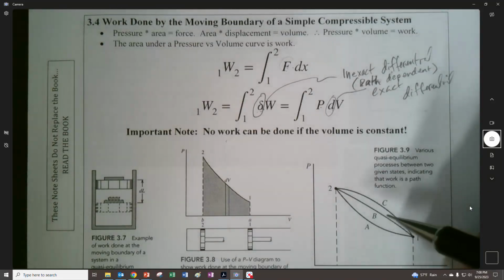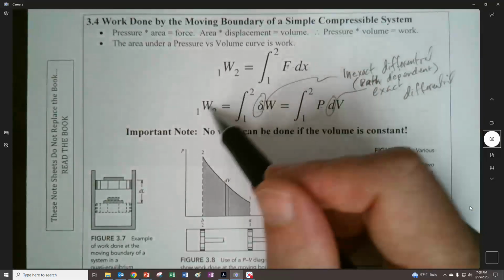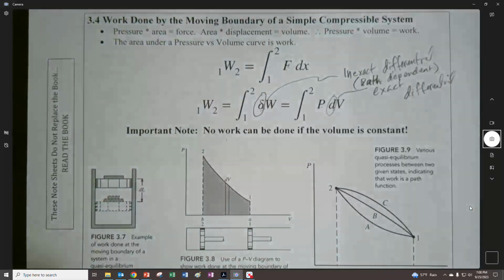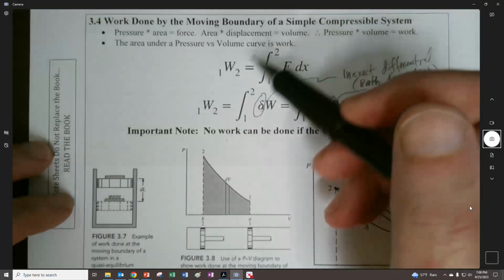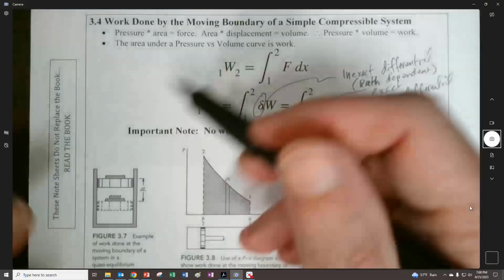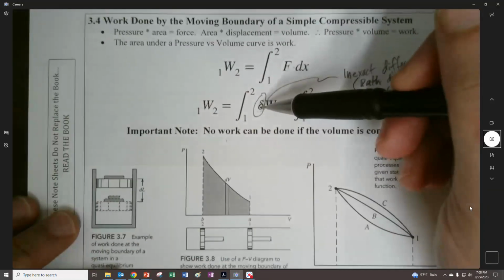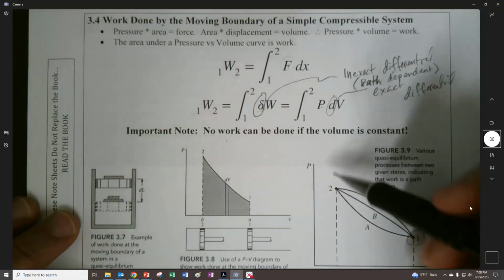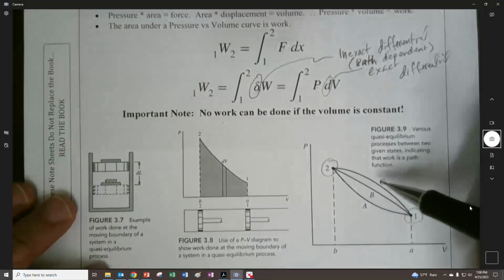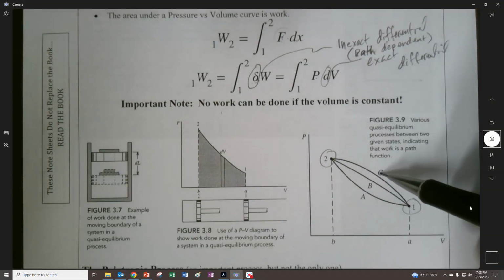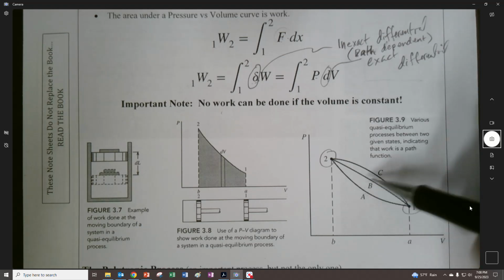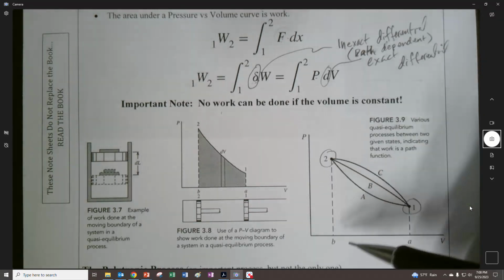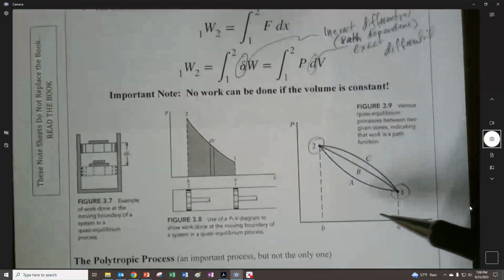So let's see. Work is a path function as opposed to a point function. With a point function, we zoom in locally, and maybe we could take the derivative and see the slope and that type of thing. But with a path function, it really matters how we get from state 1 to state 2. Here we're showing three different paths that you could possibly take, and it matters which path you take. That's not always true with many different things, but it is true with work. It's also true with heat.